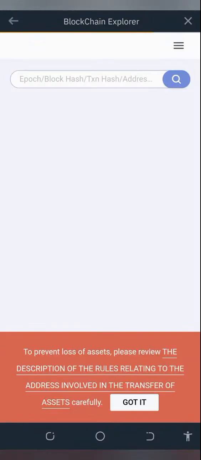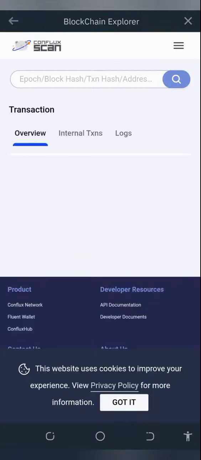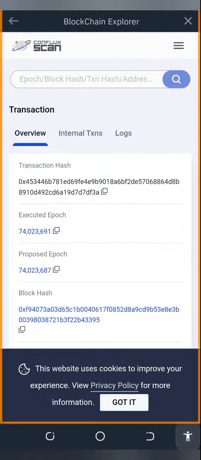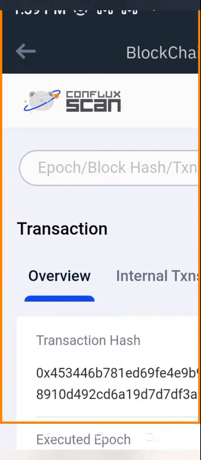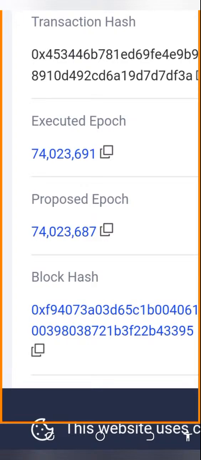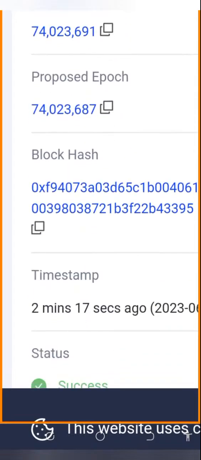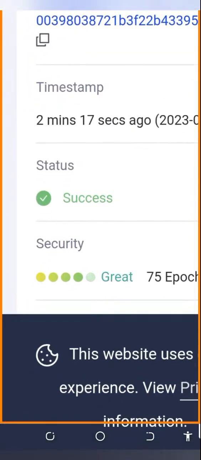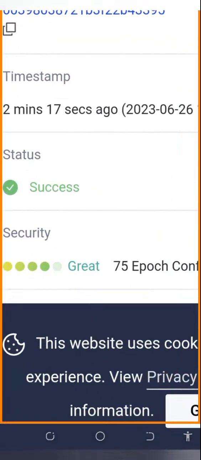Well, this is what happens when you're trying to send money through networks. It takes time. Okay, to prevent the loss of assets, please... Oh, what's all this? Okay, got it. Let's see what is going on here. Is there anything we need to check? This is Conflux Scan. All right, it's still doing its thing. It says success. Status is success.